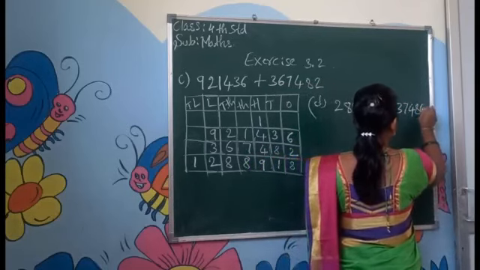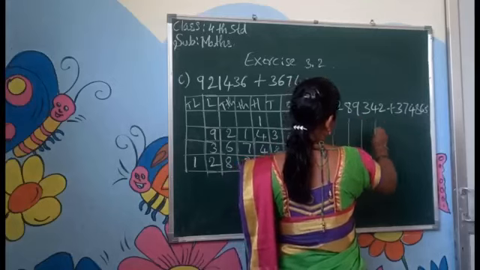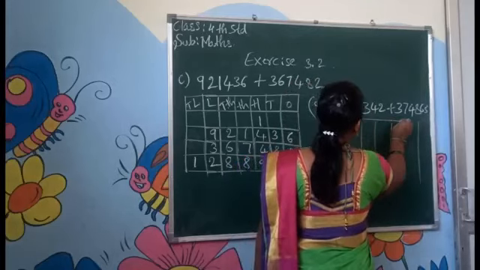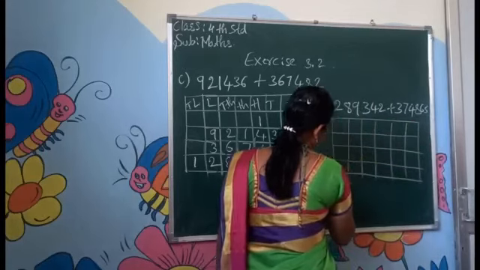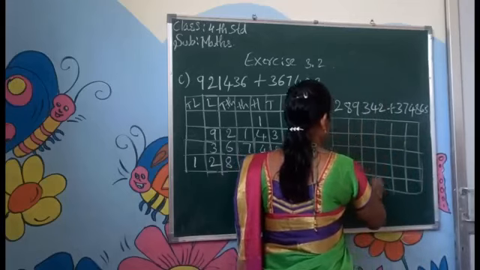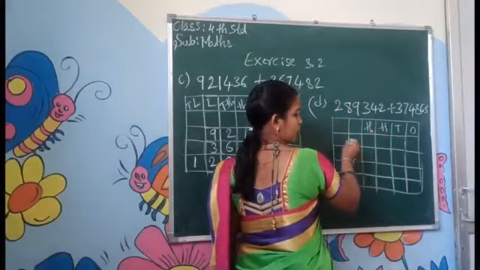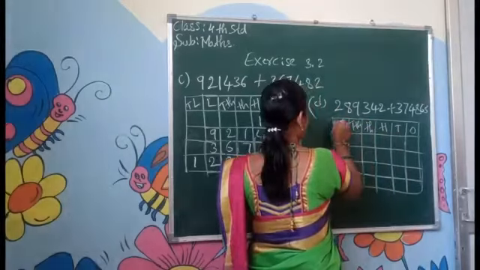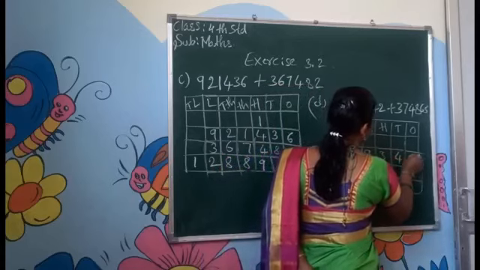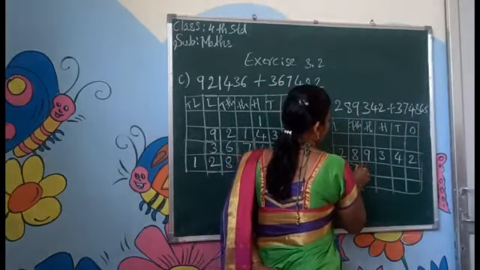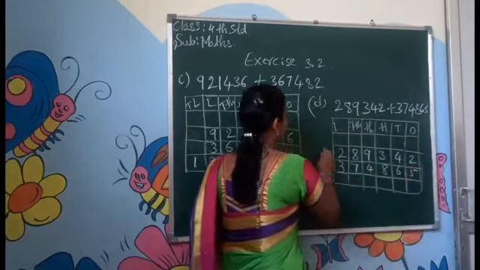4,865. Here also 6-digit numbers: 1, 2, 3, 4, 5, 6. So we need 6 columns, right? 6 blocks. Okay. Ones, tens, hundreds, thousands, 10,000, lakh. So, 2,89,342 and 3,74,865. Now add.